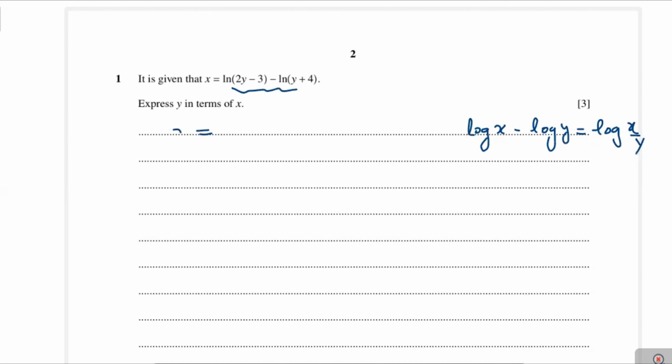Now we can write it as x equal to ln of (2y minus 3) over (y plus 4). Now we convert this logarithm into exponent form. We use the rule here: if x equals log y base a, we can write it as a to the power x equal to y. Now we use the rule here also.